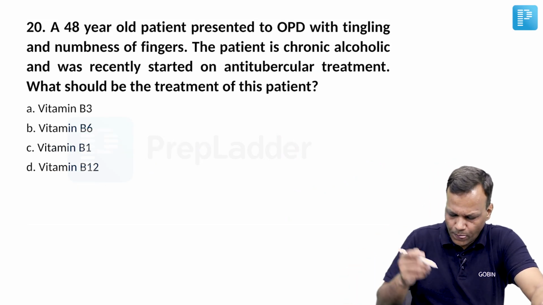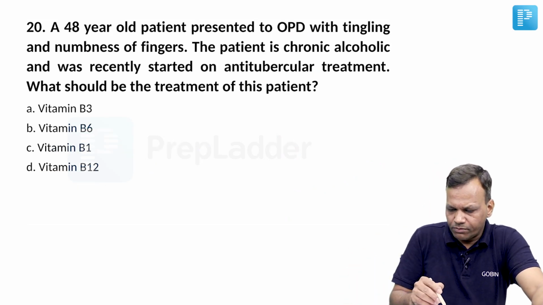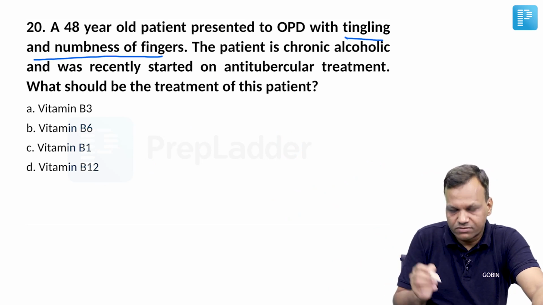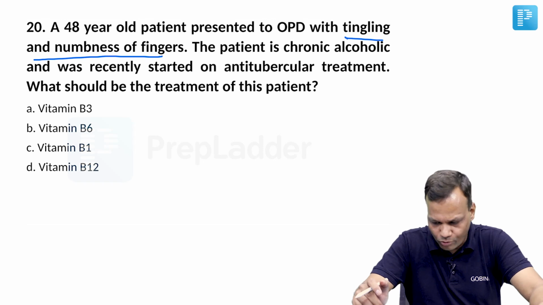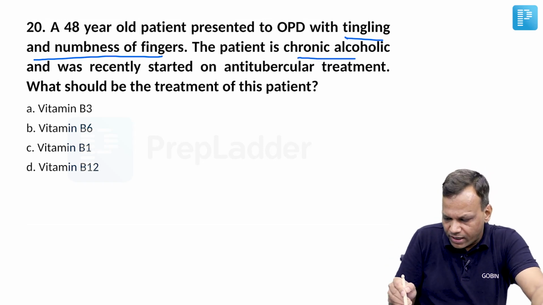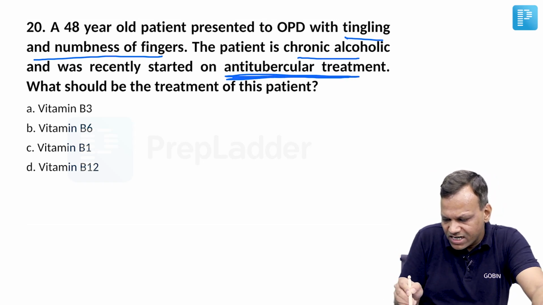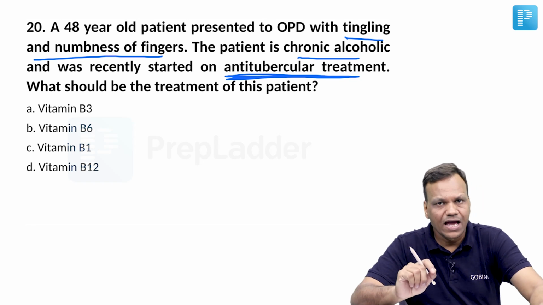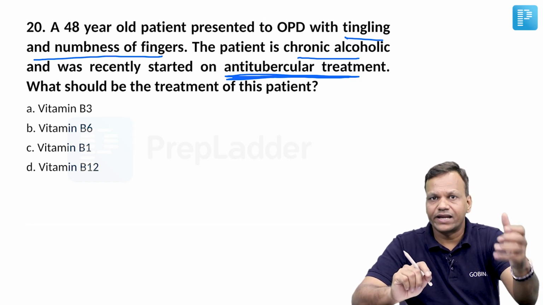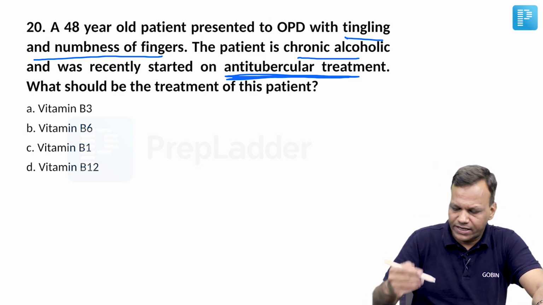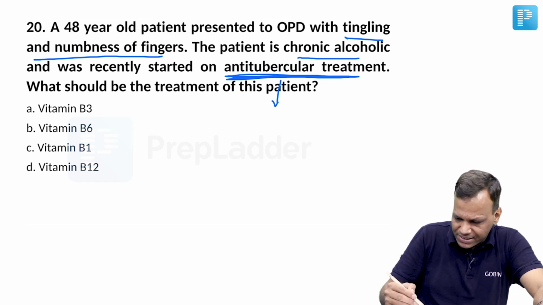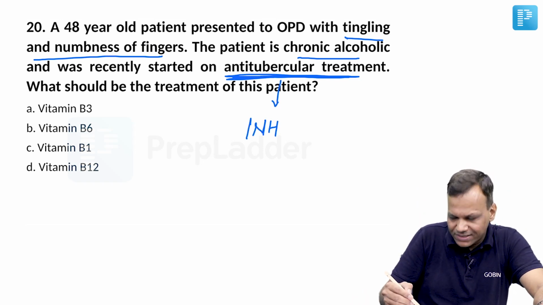Okay. Next question. A 48-year-old female patient presented with tingling and numbness of the fingers. So symptoms of peripheral neuropathy. Patient is a chronic alcoholic and was recently started on anti-tubercular treatment. So this is giving the hint that anti-tubercular treatment has started, and that resulted in tingling and numbness sensation. So most likely cause should be, yes, it is isoniazid.